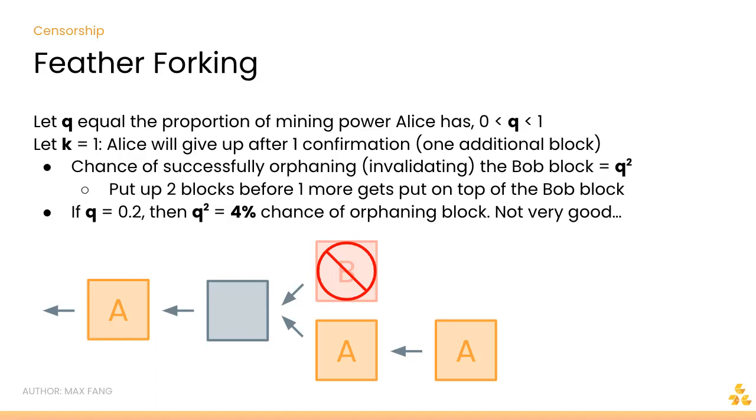But say in another scenario there's another block here, then I would just give up and I wouldn't be able to censor Bob's transactions. So that's another way of doing it. Are there any questions about that? That might have been a bit unclear.